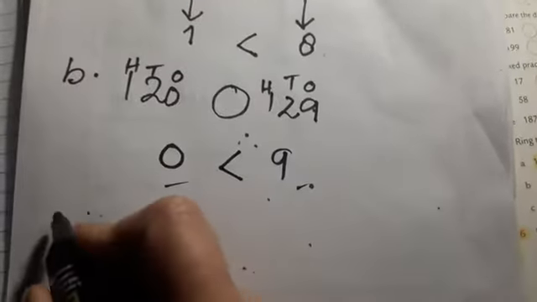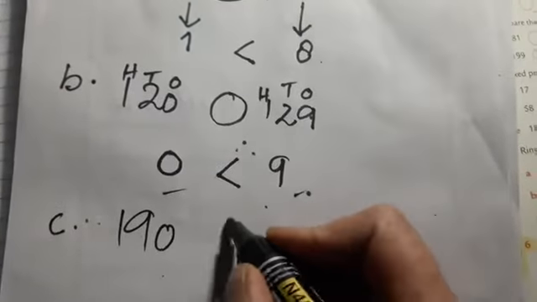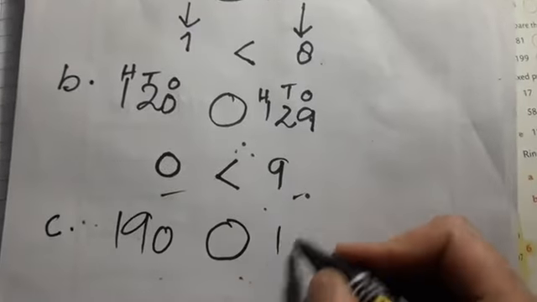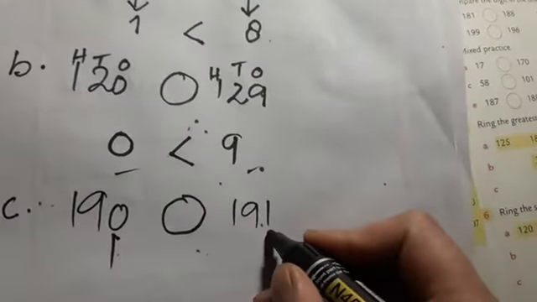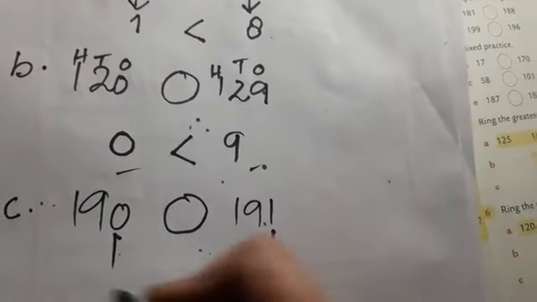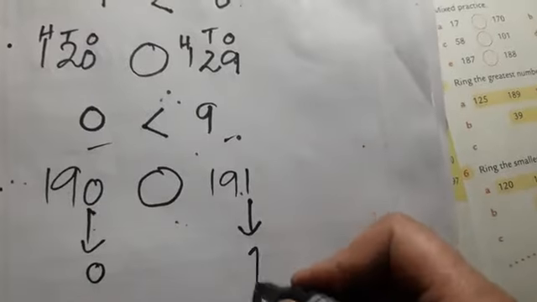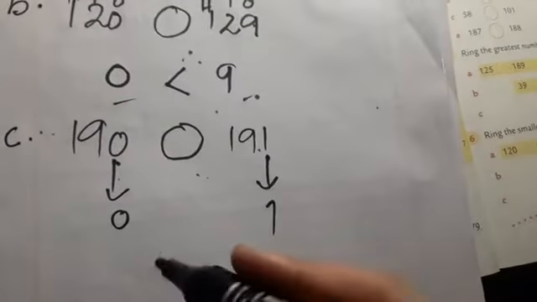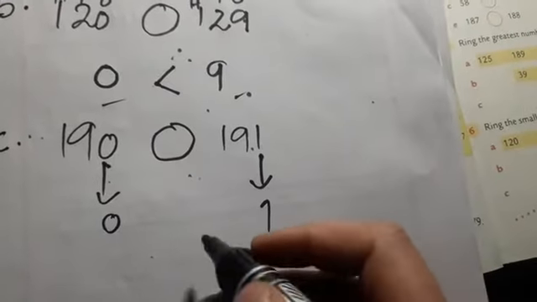Okay, then is part C is 190 and second is 191. This is ones place, and here is ones place. Here in ones place is 0, and here in ones place is 1. Okay, 0 and 1. 0 is lesser than 1. हम क्या करेंगे, we'll put here lesser than or smaller than sign.